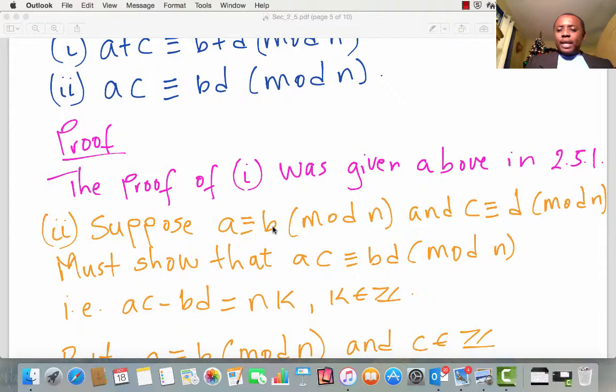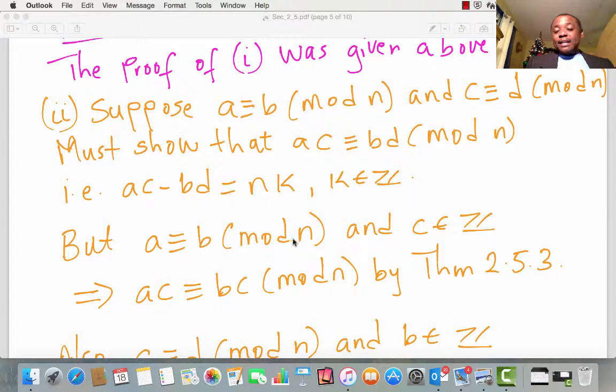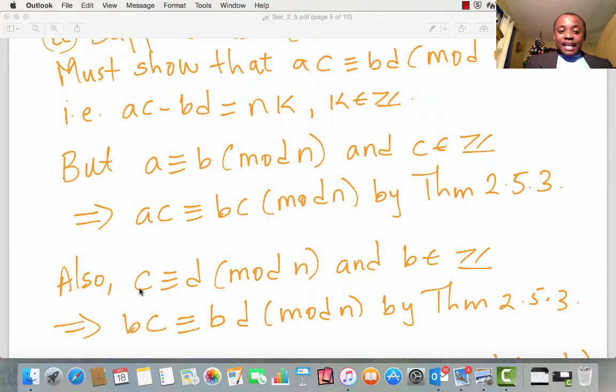Suppose a is congruent to b mod n and c is congruent to d mod n. We want to prove that a times c is congruent to b times d mod n. Now, a congruent to b mod n and c an integer, by theorem 2.5.3, a times c is congruent to b times c mod n. I can simply multiply both sides by an integer and maintain the congruence. Also, c congruent to d mod n and b an integer implies b times c is congruent to b times d mod n, again by theorem 2.5.3. I simply multiplied both sides by the integer b and maintained my congruence.